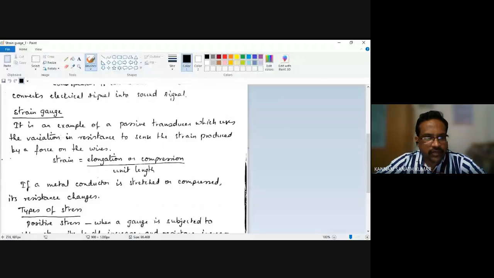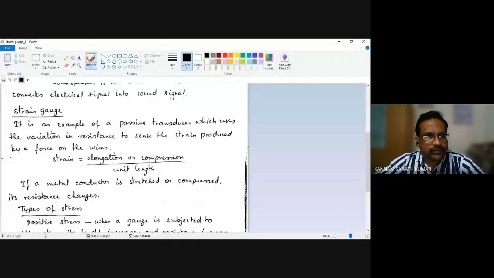See this transducer, the strain gauge. Can you see this one? It is an example of a passive transducer which uses the variation in resistance to sense the strain produced by force on a wire. Whatever strain we produce on the wire, it gives a variation in the resistance. It converts the force on the wire into a variation of resistance.